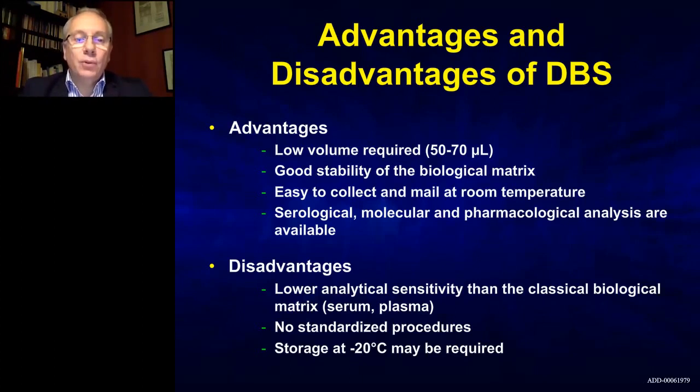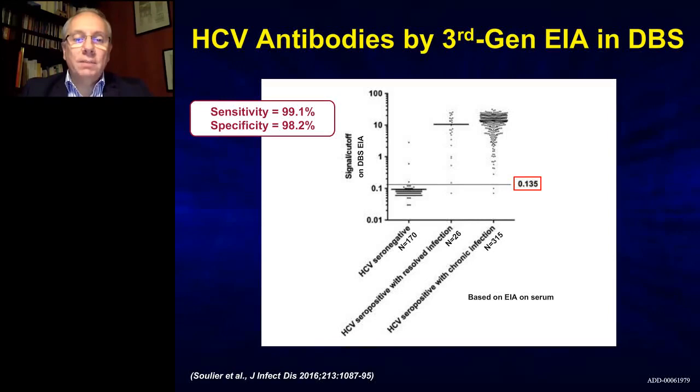This slide shows you the performance of HCV antibody detection by third-generation ELISAs in samples taken from dry blood spots. Here it's fingerstick blood sampling. And as you can see here, a population of HCV seronegative patients, a population of HCV seropositive patients with resolved infection, and a population of HCV seropositive patients with chronic infection, meaning that they have detectable HCV RNA.